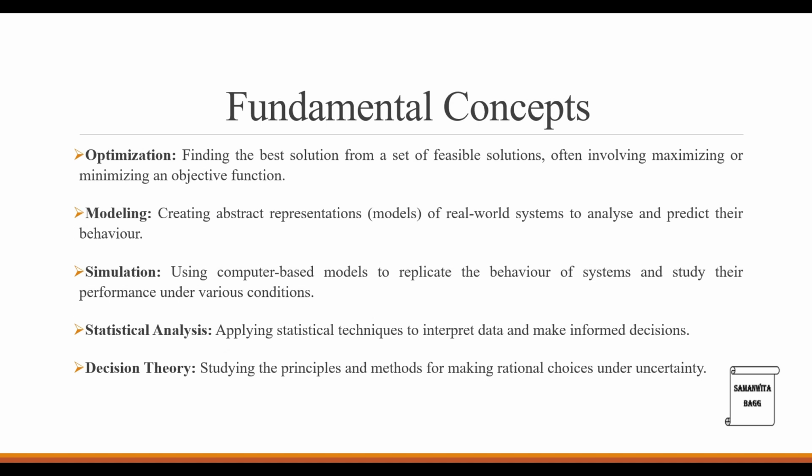Optimization. Finding the best solution from a set of feasible solutions, often involving maximizing or minimizing an objective function. So as I told you, you can have objectives such as maximizing a particular function or minimizing a particular function. Minimizing is generally related to cost, and maximizing is related to the profit of the organization. Modeling. Creating abstract representations, that is models, of real world systems to analyze and predict their behavior. So you are having, say, a real life problem of moving from one city to another.